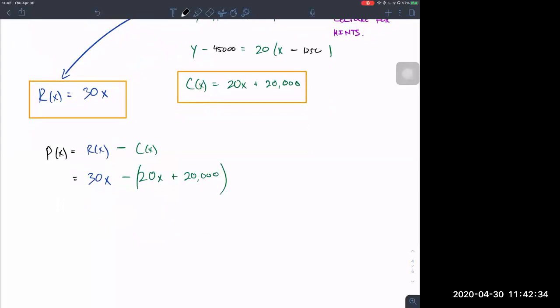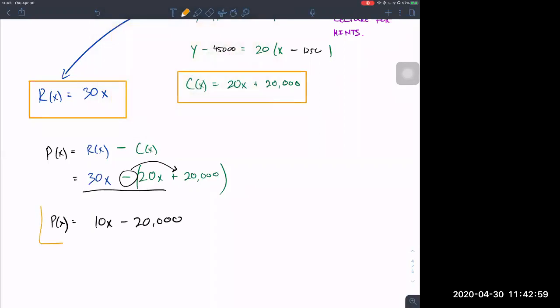Forgetting to distribute. Distribute what specifically? The negative. Yep. So you all know that this is visually understandable, right? You know that 30x is going to subtract the 20x, so obviously you're going to get 10x. But they forget to take this negative and distribute here, and then all their answers become incorrect.